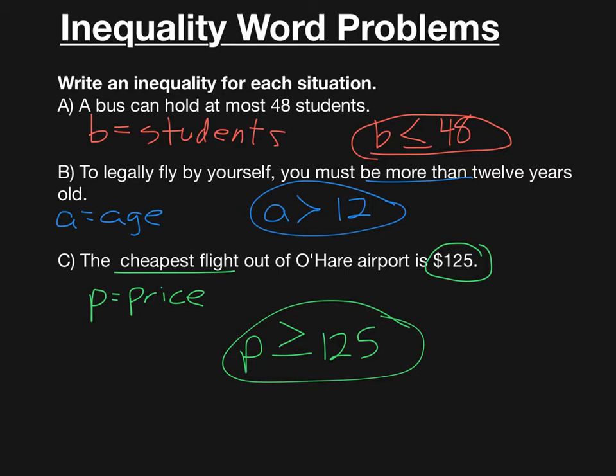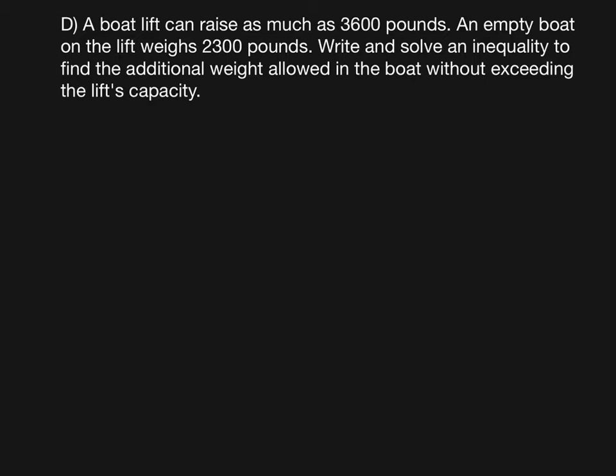So here we have 3 situations we can use inequalities to represent mathematically. In some cases, we can use inequalities to find answers to a question when there might be more than one answer that makes sense for that situation. In example D here, it says a boat lift can raise as much as 3,600 pounds. So that's a boat lift is what picks a boat up out of the water. So it can pick up as much as 3,600. An empty boat on the lift weighs 2,300 pounds. So that's without anything in it. Write and solve an inequality to find the additional weight allowed in the boat without exceeding the lift's capacity.